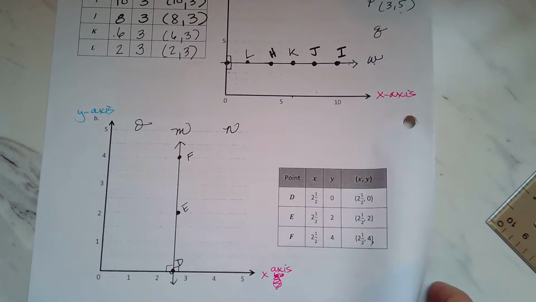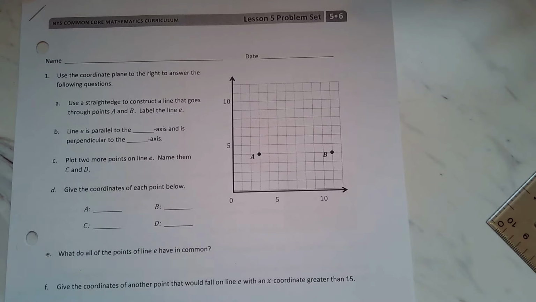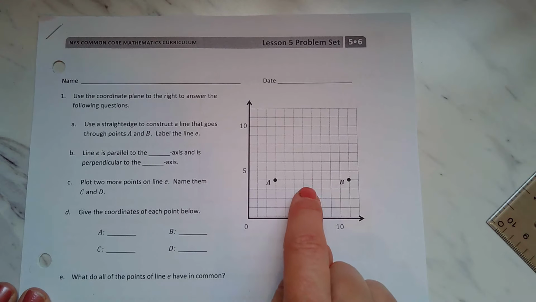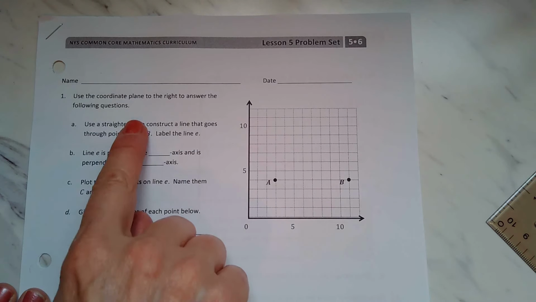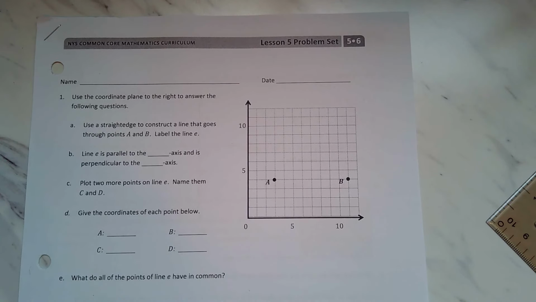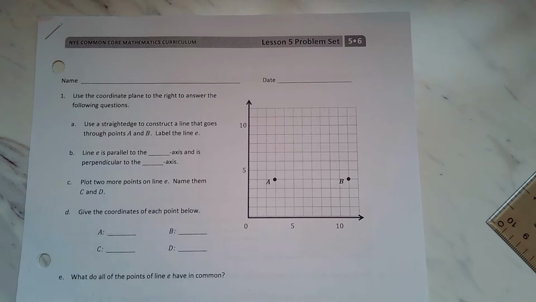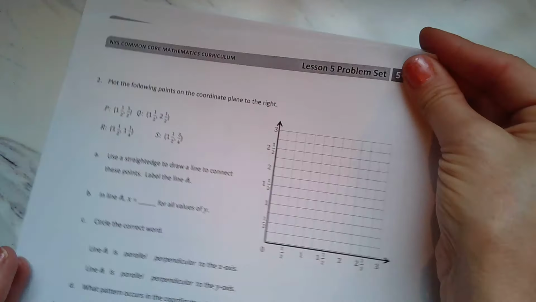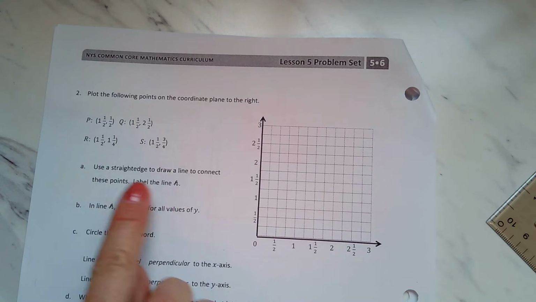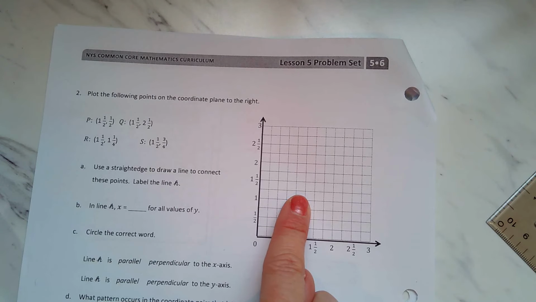All right. I'm just going to walk through the problem set really quick. You're going to use the coordinate plane to the right to answer the following questions. You're going to follow directions here. What do the points of line E have in common? Give the coordinates of another point that would fall on line E. On the back, plot the following points on the coordinate plane to the right. Use a straight edge to draw a line to connect.